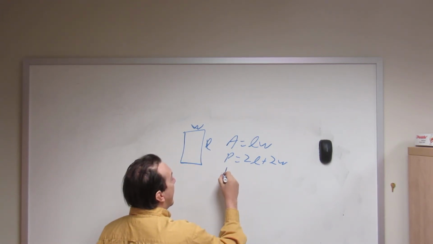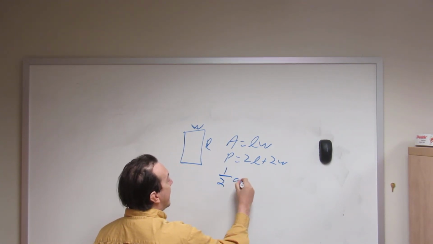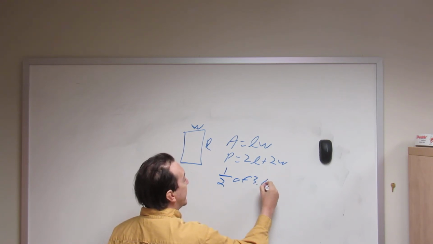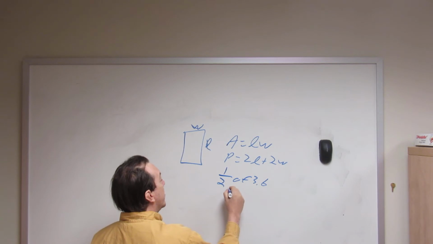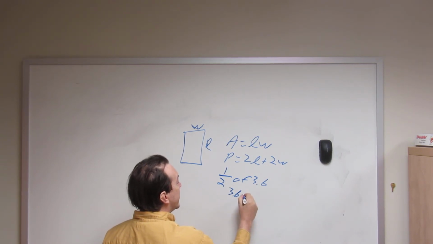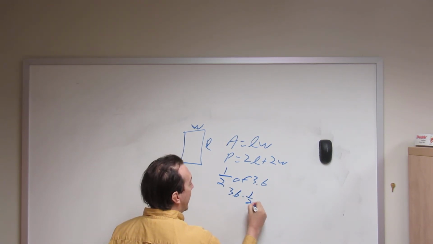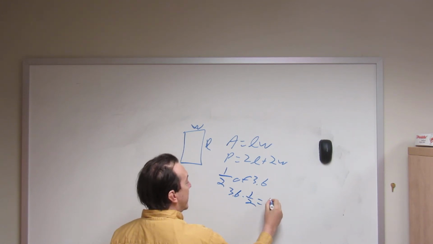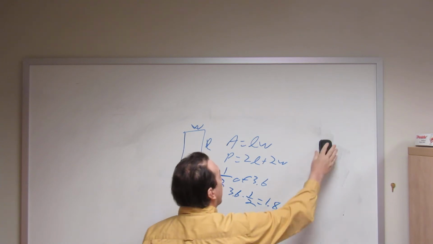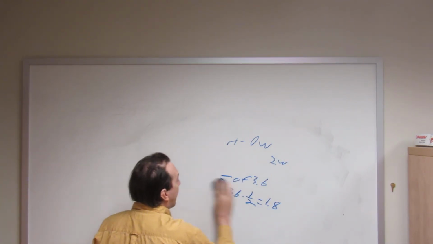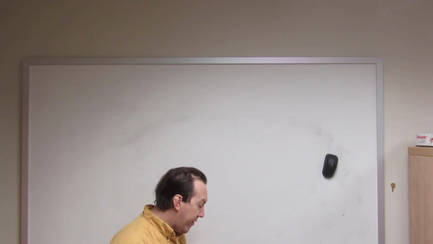And let's say that we need to know what 1/2 of 3.6 is. Remember, of is multiplication. So 3.6 times 1/2 is 1.8. If you ever see 1/2 as one of the multipliers, just divide whatever you have by 2.